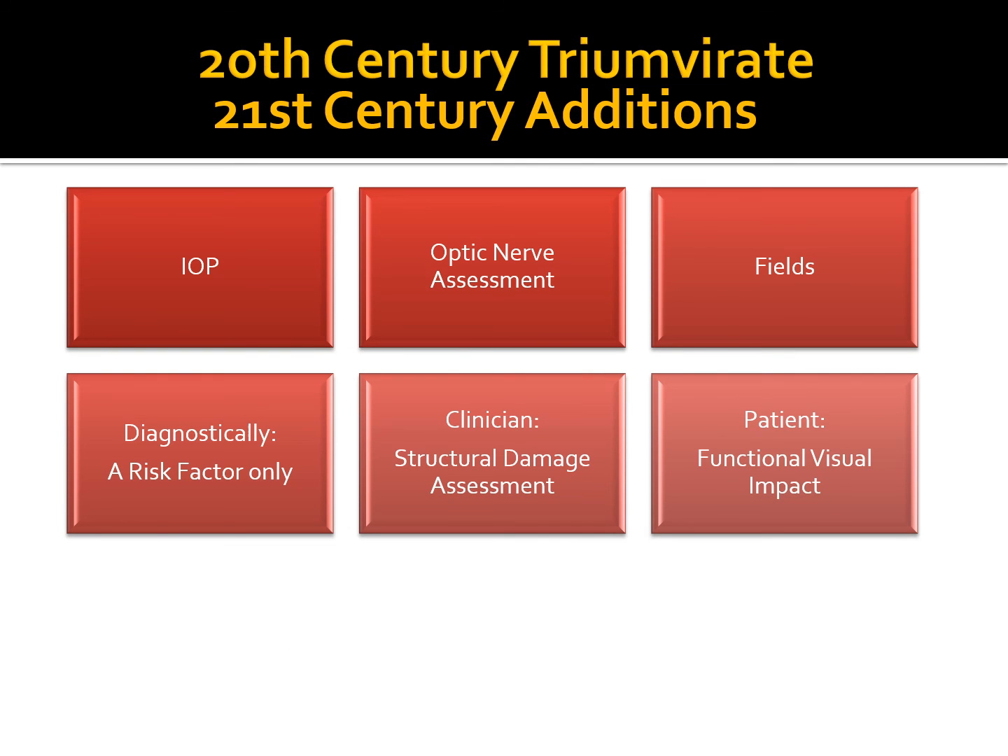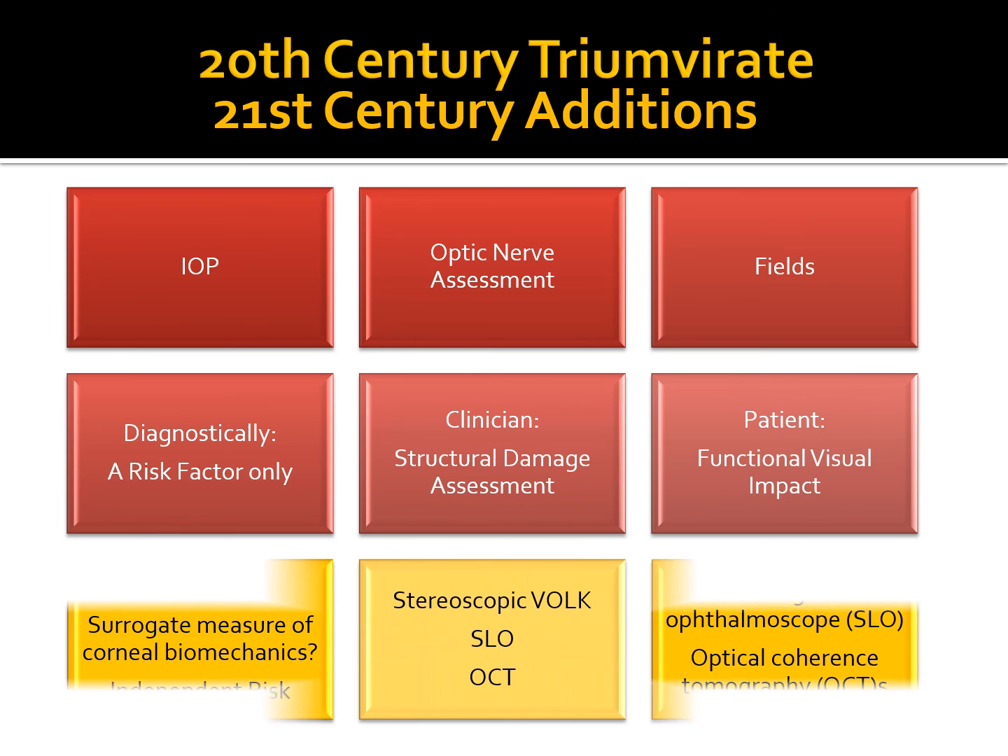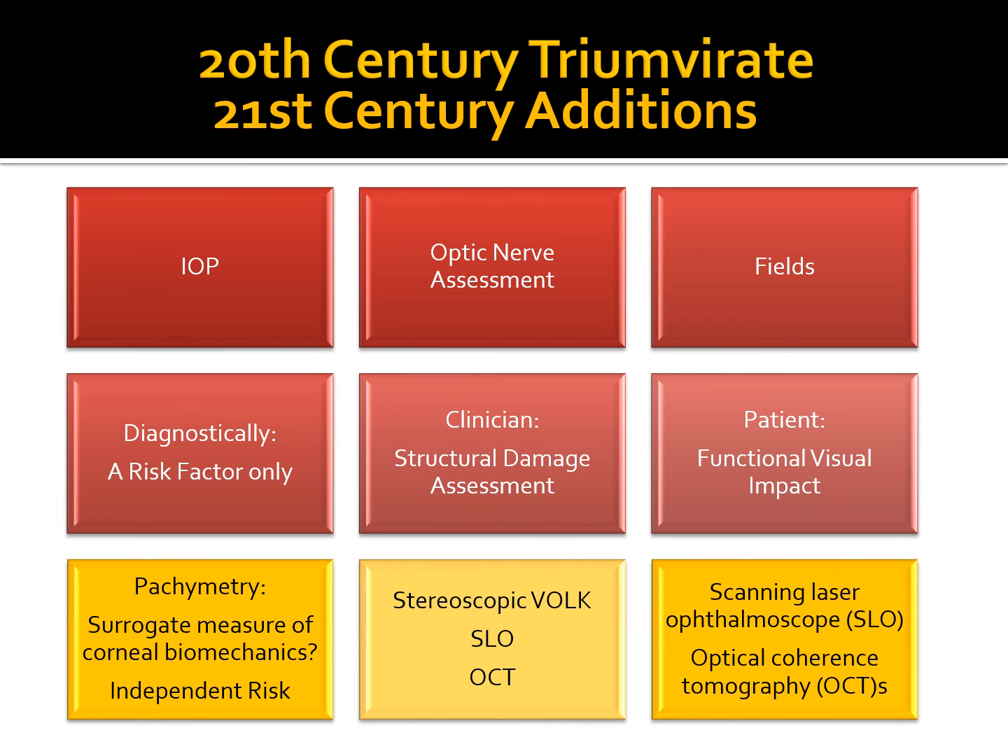So in the 20th century, we had our three. We had IOP, we had our optic nerve assessment, usually with an ophthalmoscope, and we had some sort of field test, earlier on very rudimentary, I would say. So the IOP is a risk factor. The optic nerve assessment is important from a clinician's point of view because we're looking at the structural damage done. Fields are really important from a patient's point of view actually, because it's the functional impact.